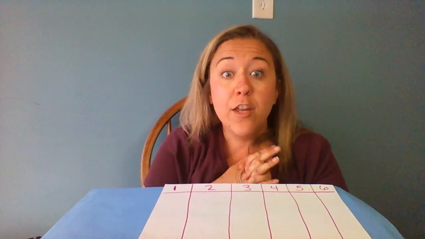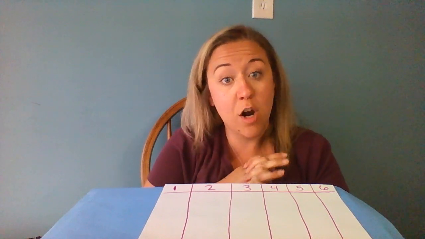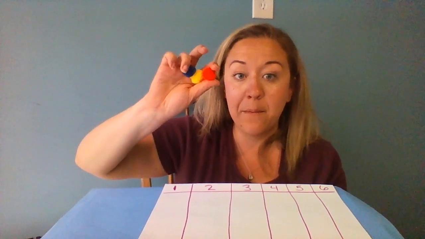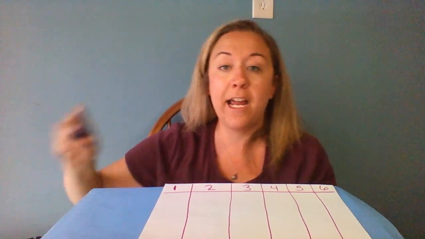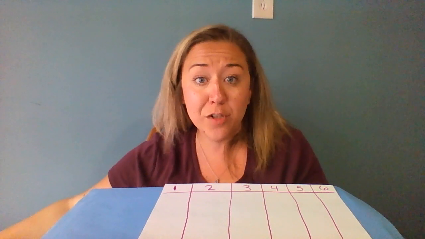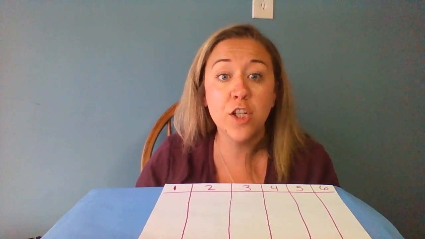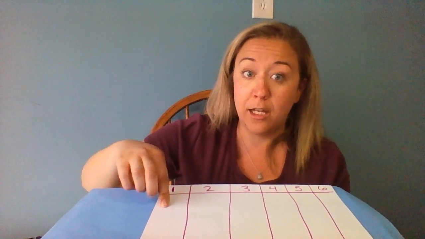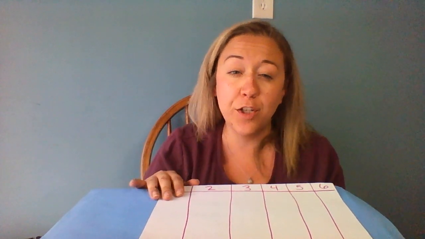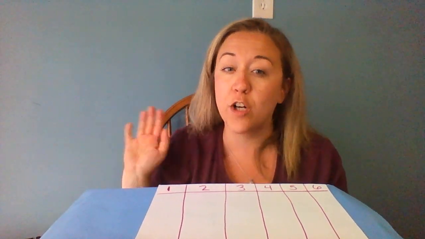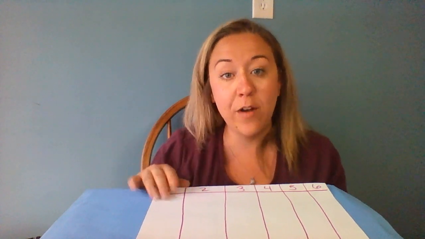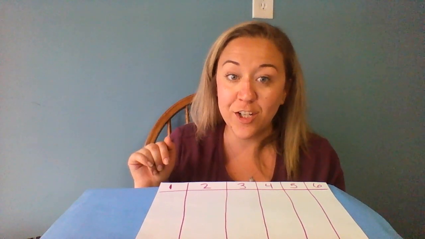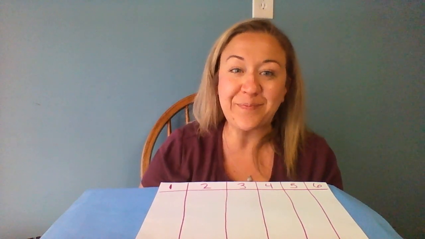So to graph, there's a couple different ways that we could do it. You could start off by using some sort of a counter. For example, I have some pom-poms that I can use for my graph. I have little blocks or Legos. You could use a snack like Cheerios or Goldfish, or you can just use a marker and make a tally mark or a dot on your chart. I'm going to show you some of those ways to do it. Starting off, we're going to use counters. So if you don't have your chart ready yet, I want you to go ahead and pause this video, get your materials ready, and then we're going to play along together.